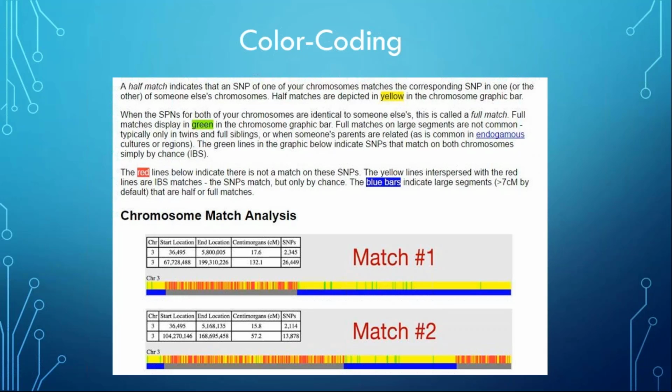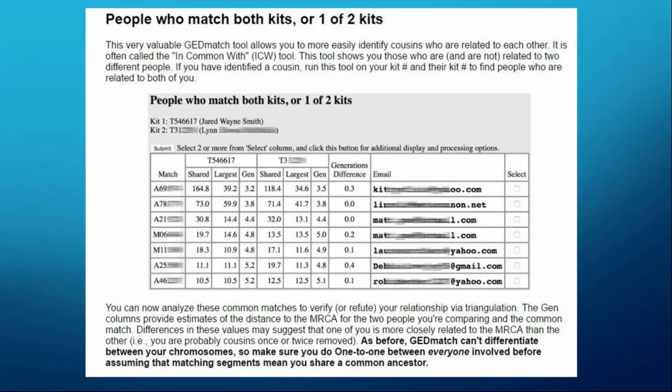Red lines indicate that there is not a match on these SNPs. So what you're really going to focus on is that blue bar, which indicates large segments of shared DNA that are either half or full matches. My favorite tool in GEDmatch is the one where you can compare people who match both kits or one of 2 kits, because it's like using the in common with tool or a not in common with tool that you see on FTDNA.